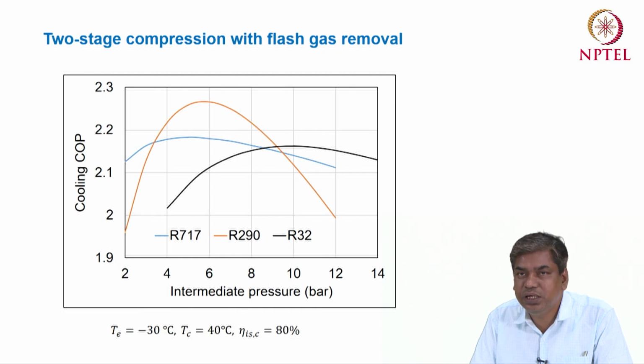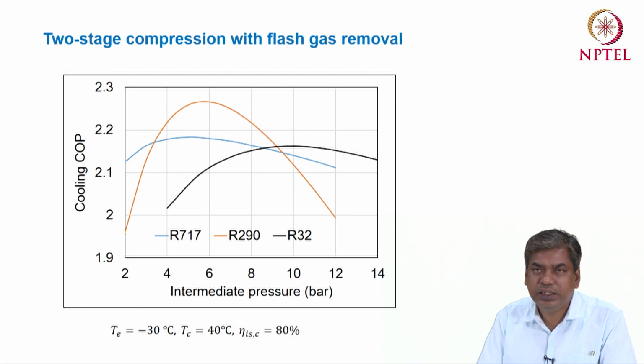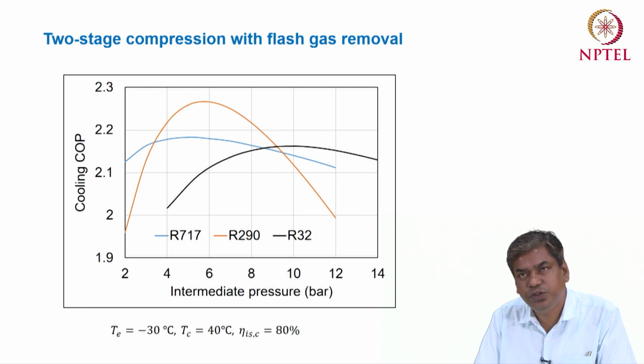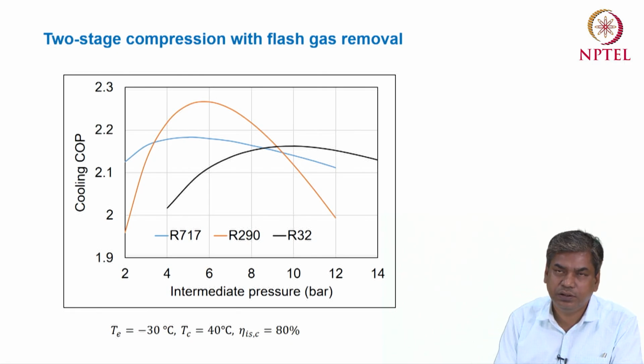But for all the refrigerants we can see similar behavior, that we can get some optimum intermediate pressure which will give the maximum COP. So that is the conclusion we can make by using this graph, and that optimum intermediate pressure may be different for the different refrigerants. Okay, thank you.